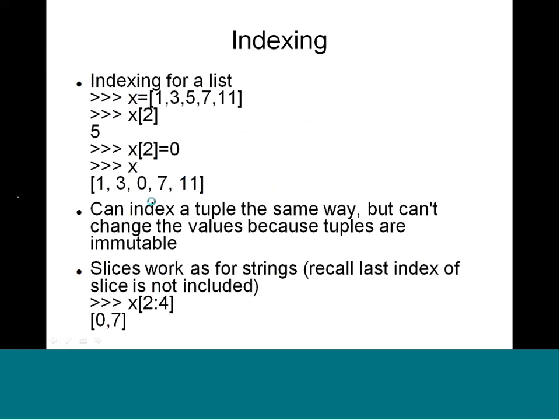Now let's look at some of the indexing. So the indexing, we know that actually it starts from 0, 1, 2, 3, and 4. So in this case, x[2] is actually 5, that is because it's counting from left to right. It's 0, 1, and 2. And then when we do an assignment with x[2] equal to 0, since it is mutable, it basically now changes that, and so the 5 is replaced with 0.